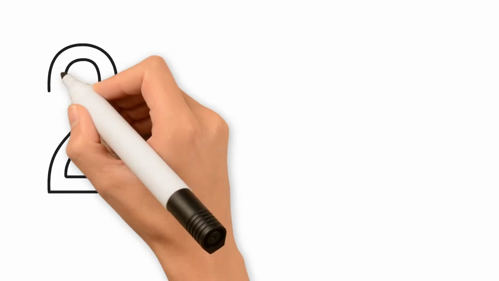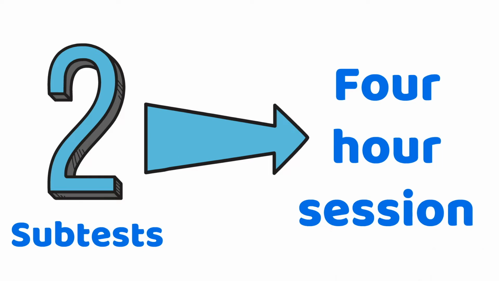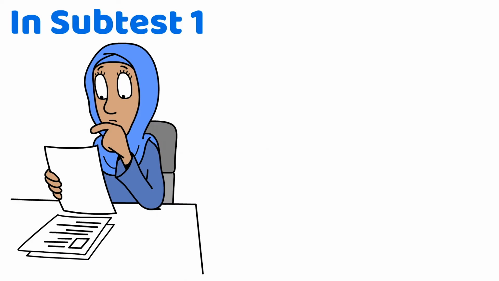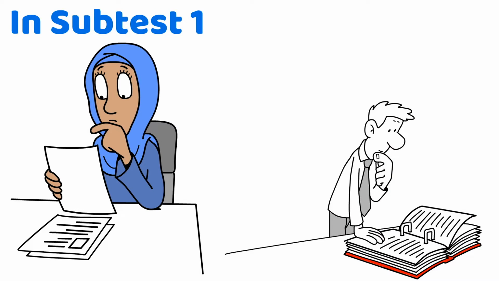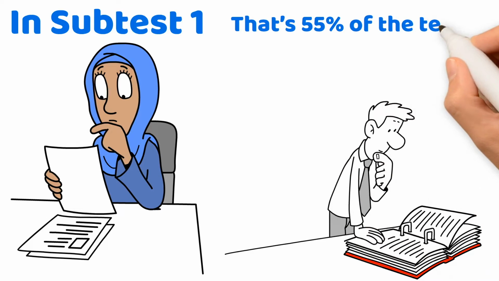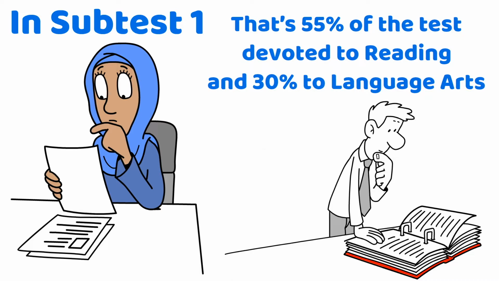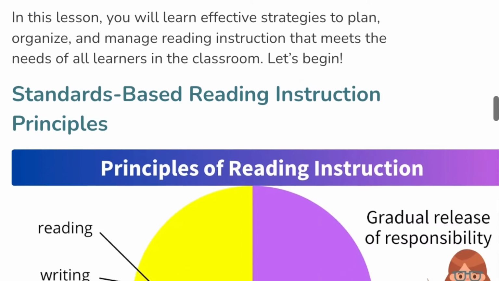This exam consists of 2 subtests, which you can take together or separately in a 4-hour session. In Subtest 1, you'll face 52 selected response questions and 1 constructed response assignment focused on reading and language arts. That's 55% of the test devoted to reading and 30% to language arts, with a constructed response making up the remaining 15%.